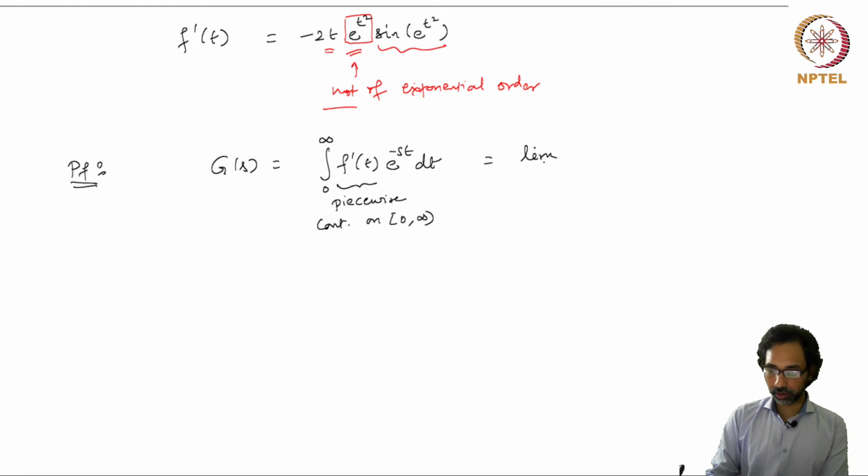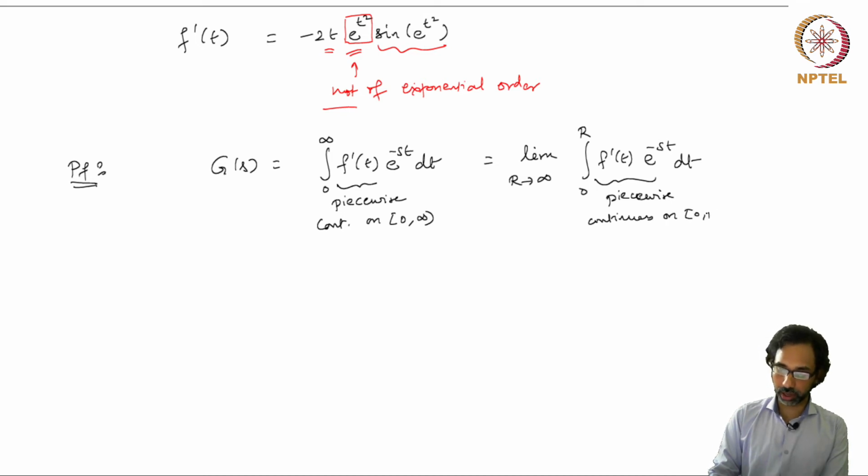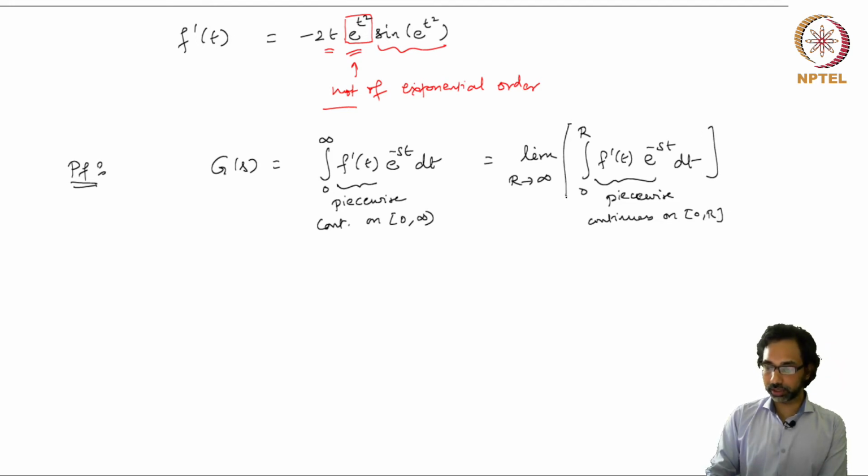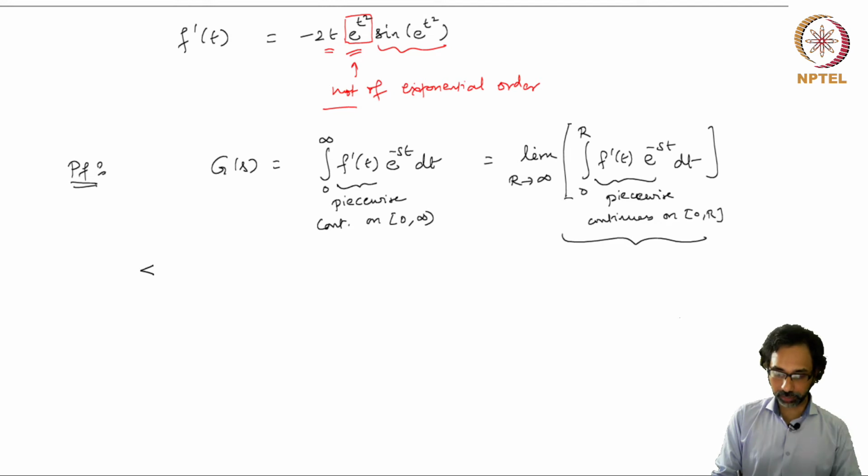So if we take our limit formula for the improper Riemann integral, this is the integral from 0 to R of f'(t) e^(-st) dt. Since this is a piecewise continuous function on [0, R], this Riemann integral exists, and now we have to show that this limit also exists. So now we will use integration by parts, and we choose u to be e^(-st) and v to be f'(t).